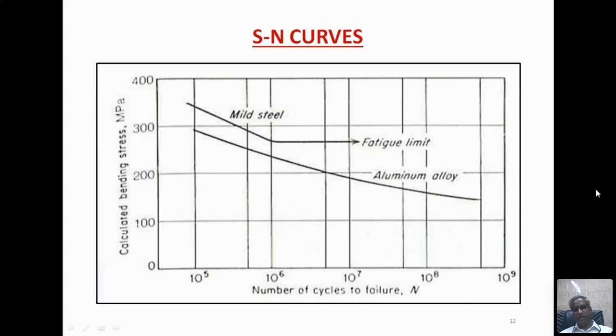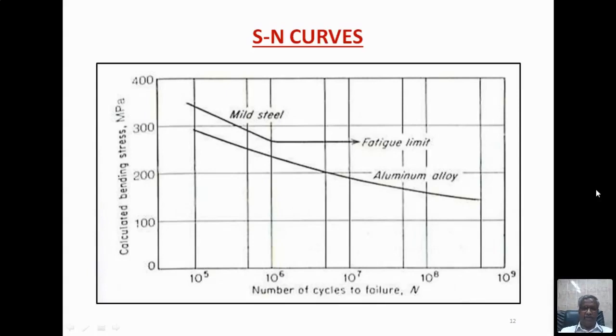1 × 10^7 means 1 crore cycles. The stress the material will withstand to run up to 10^7 is taken. First you construct the S-N curve. Then on the x-axis you note down 10^7, which is 1 crore cycles, and draw a vertical line parallel to the y-axis, and see where it intersects the S-N curve.